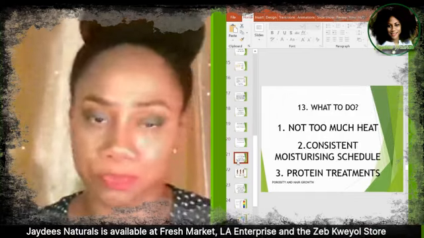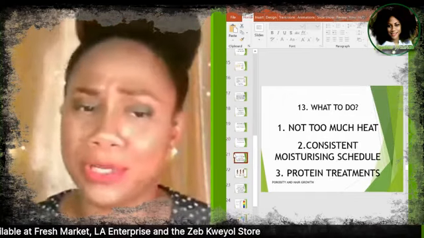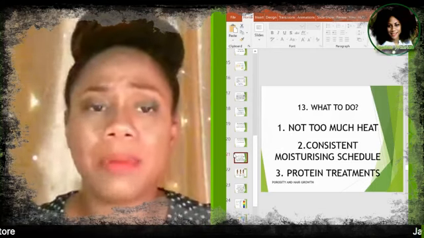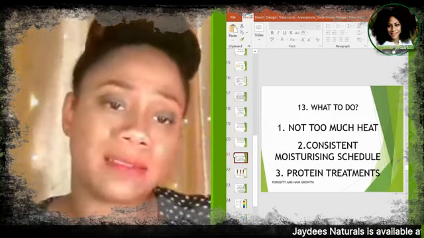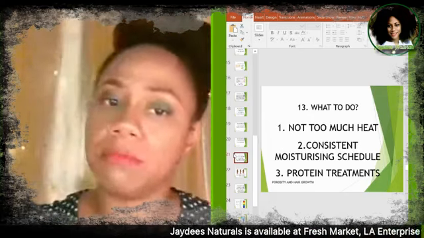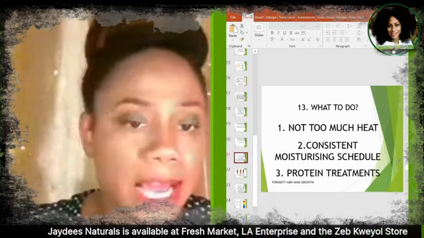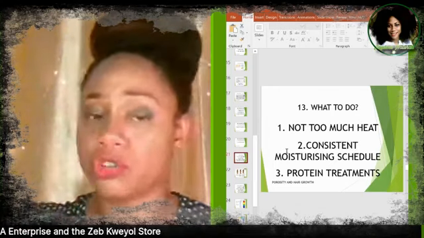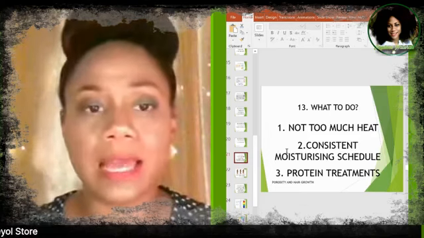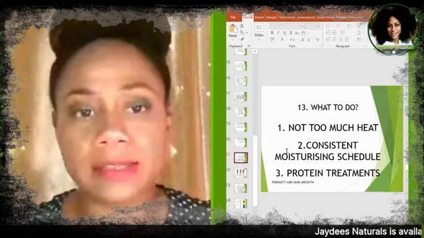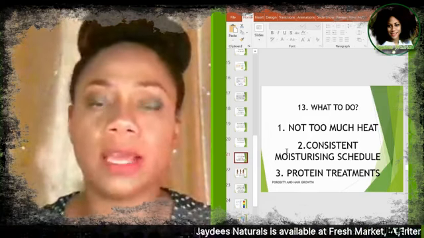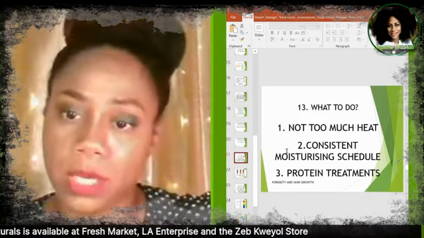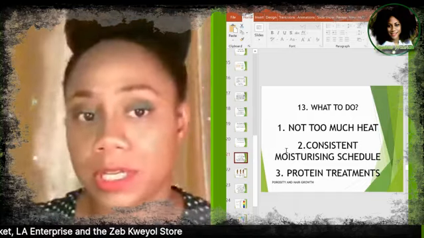So what to do? With high porosity, we cannot use a lot of heat. You can use a little, you can steam your hair a little, but don't keep it on as long as low porosity. Maybe 10 to 15 minutes tops and not on high heat. Have a consistent moisturizing schedule because, as I said, the cuticles are raised, so whatever moisture is in there is going to escape if your hair is not sealed properly. And protein treatments are your friend.